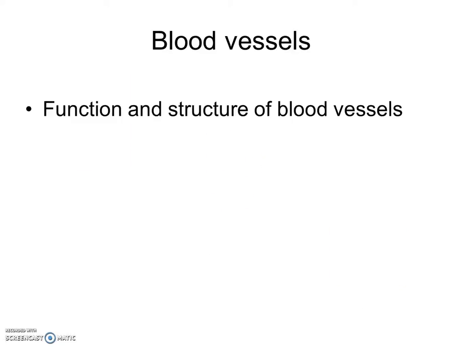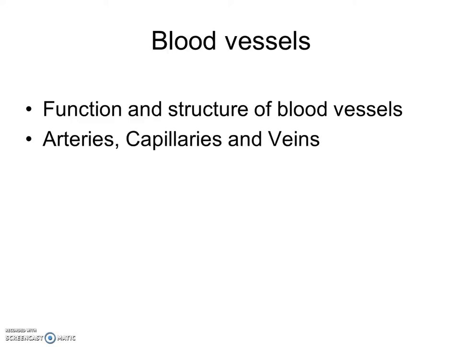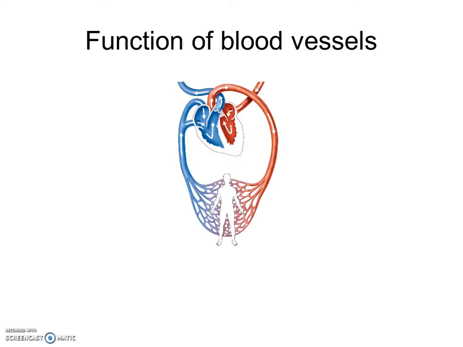So the first thing we'll look at is the function and structure of blood vessels, the arteries, capillaries, and veins, and then finally fetal circulation, how the blood vessels are different in the fetus in the mother's womb. So let's review the function of the blood vessel. So we've seen this before.